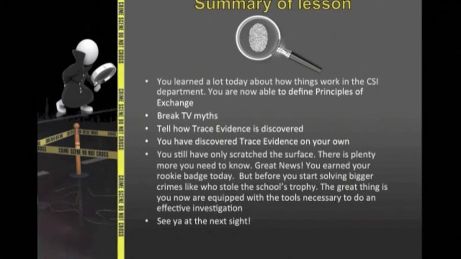Today, you should have learned about how things work in the CSI department. You are now able to define principles of exchange, break TV myths, tell how trace evidence is discovered. You have discovered trace evidence on your own, and you still have only scratched the surface. There is plenty more you need to know, but great news, you earned your rookie badge today. But before you start solving bigger crimes, like who stole the school's trophy, the great thing is you now are equipped with the tools necessary to do an effective investigation.